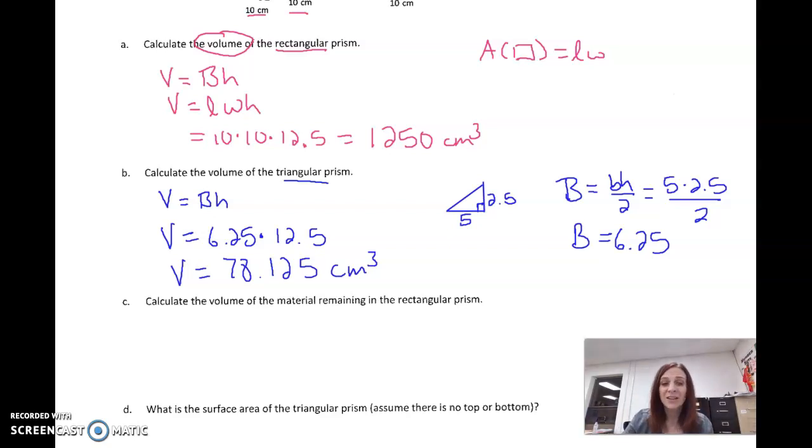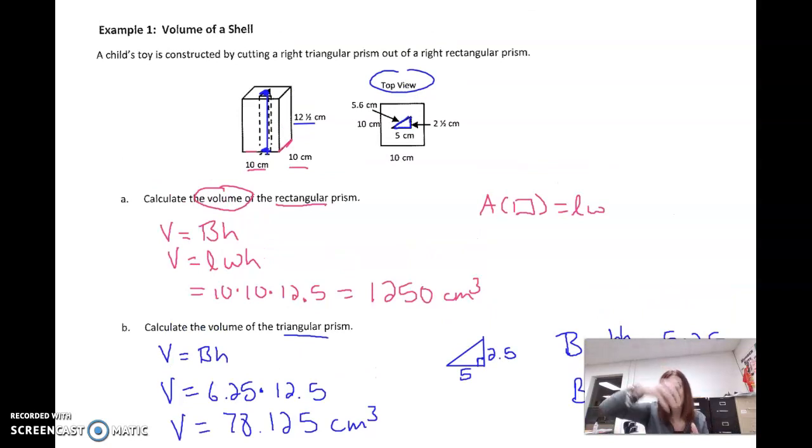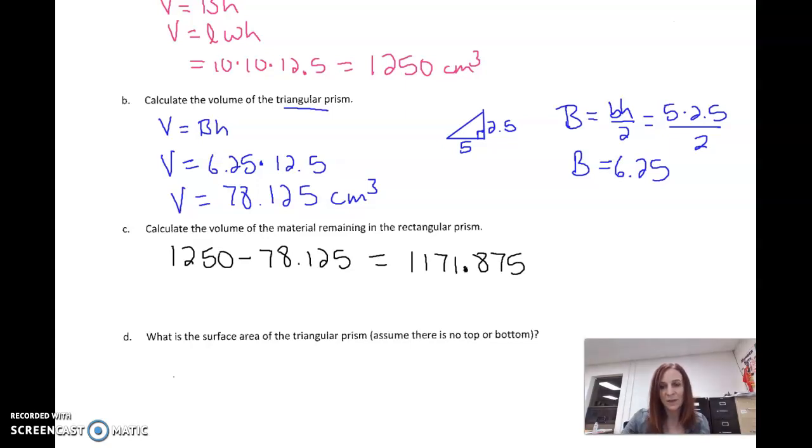So calculate the volume of the material remaining in the rectangular prism. So if I have this rectangular prism, this box, and I take out this triangular section, this triangular prism, what's left? Well, just like we did in that picture frame type problem, we're just going to subtract them. So I'm going to take 1,250, my total volume, and I'm going to subtract the part of the middle I don't want, 78.125. Okay? Type that into a calculator, and you get 1,171.875. And again, this is volume, so it's cubic centimeters.